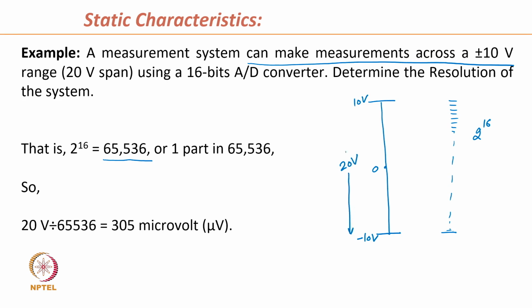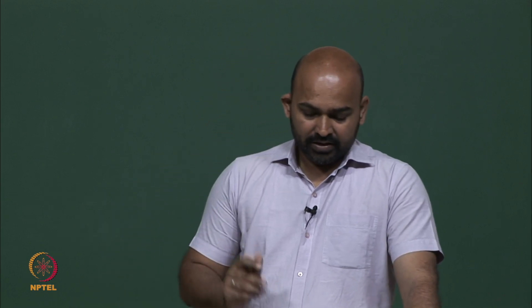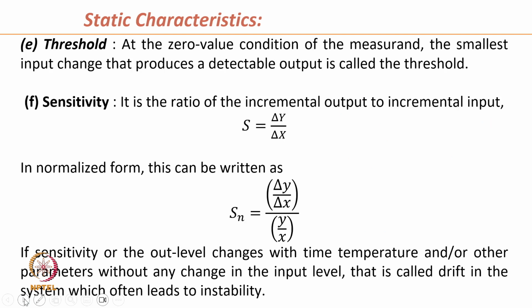This full range is 20 volt, minus 10 to 10. So, the resolution of this system will be this 20 volt divided by 2 to the power 16, which comes out to be around 305 microvolt. So, the resolution of this complete system using this 16-bit A to D converter will be 305 microvolt. This much will be the output generated by this A to D converter.